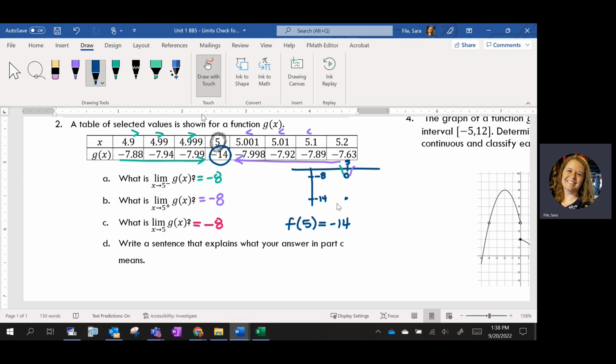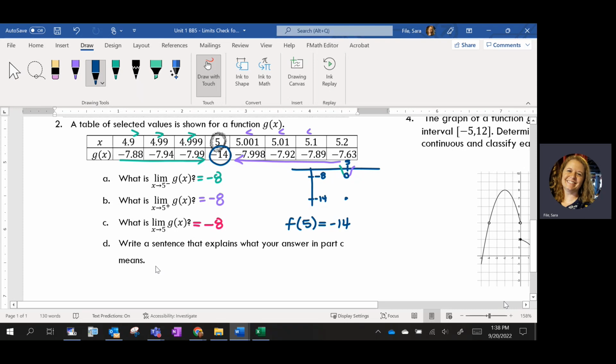You should be able to picture that without having, I mean, if you need to sketch it, no harm, no foul, but ideally you would be able to see that just by looking at the tables and the values in the table. Yes, so you will have to be able to recognize from a table, okay? So write a sentence explaining your answer in part C.